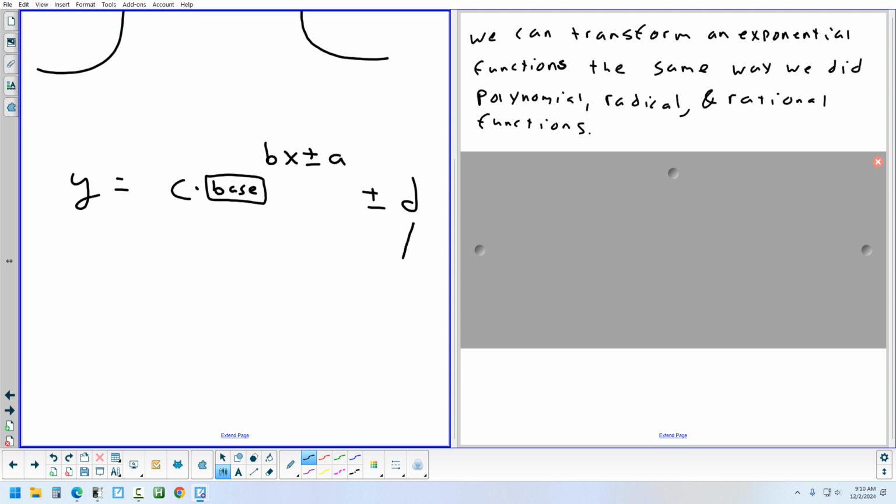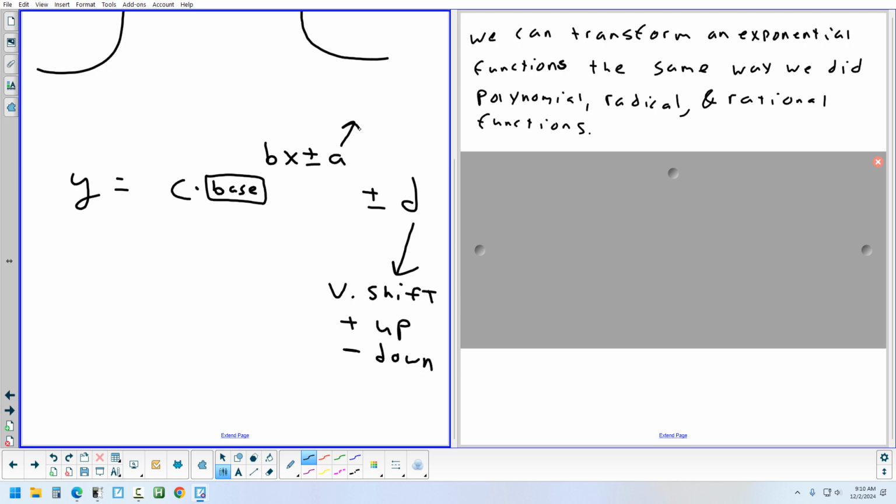All right, well, we just did D, so I guess we could start with that one. D was adding or subtracting a number on the end. In which way did that move it? Up and down. So up and down is called a vertical shift. Positive is up. Negative is down. So that's D. Let's do A.